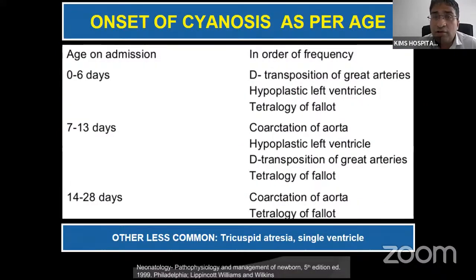If you see any cyanosis, as per age on admission, 0 to 6 days, the most common cyanotic heart disease in the neonate is TGA. After that is HLHS, and third is tetralogy of Fallot with severe obstruction or pulmonary atresia. So this you have to remember. And other less common are tricuspid atresia and single ventricle.